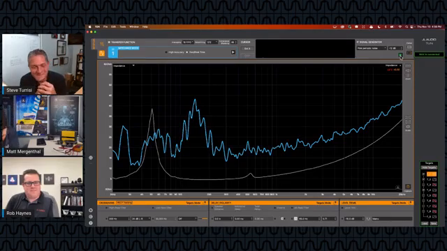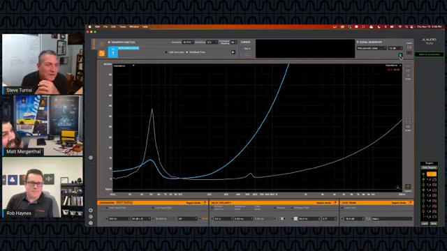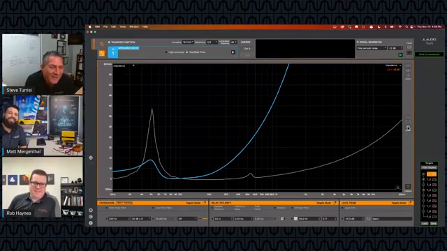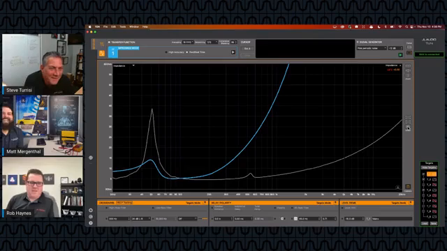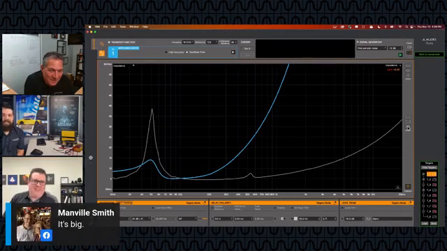All right, here we go. Ooh, look at that. It's got a massive coil on it. That I can tell you. Yeah, look at that rise. Some interesting stuff. Scott Williams said it looks like my house curve. So lots of questions, lots coming in. Multiple 8W7. Brian says 13W7. Manville just says it's big.